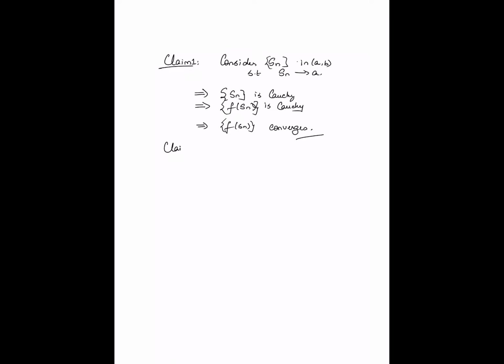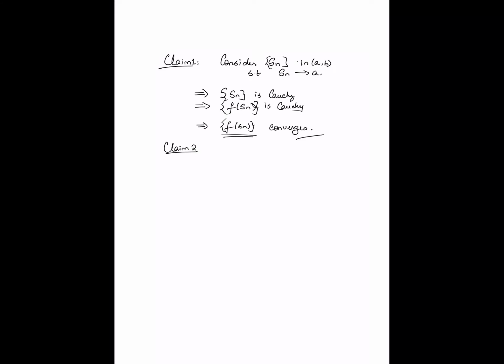Now let's go to claim 2. Claim 2 basically tells you that the limit that you get for this is in fact uniquely defined. Right? If I give you two different sequences, Sn and Tn, then f of Sn and f of Tn will have the same limit, right? Which is what tells me that I can unambiguously define f tilde at A.